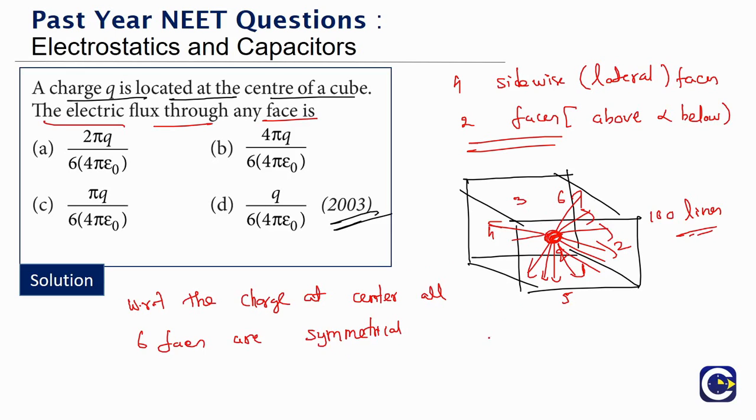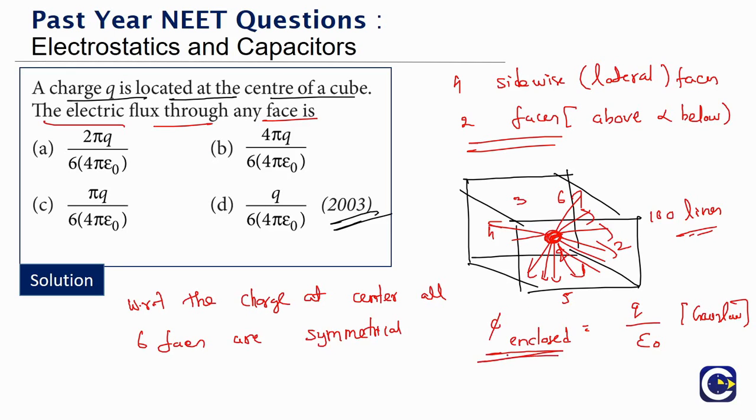Now as a result of it, right? Remember, flux through the enclosed surface. Flux through enclosed surface is what? Charge inside by epsilon naught. This is the Gauss law. Okay. But they are not asking what is the flux through the cube. They are asking flux through any phase. See, 6 phases are there, each are identical.